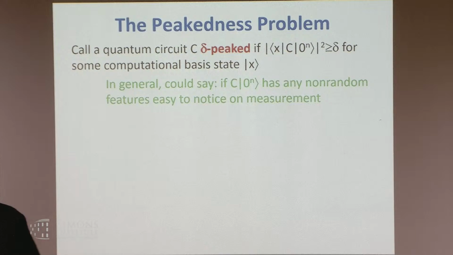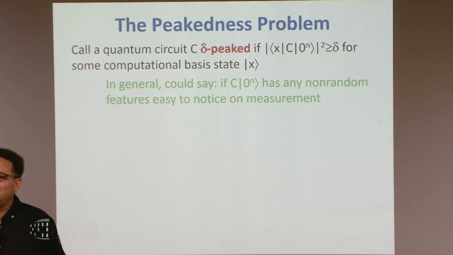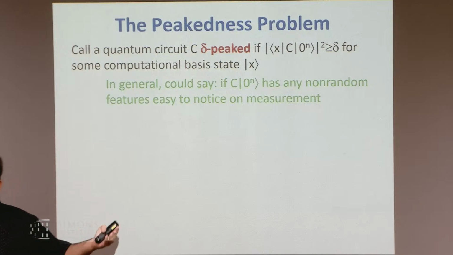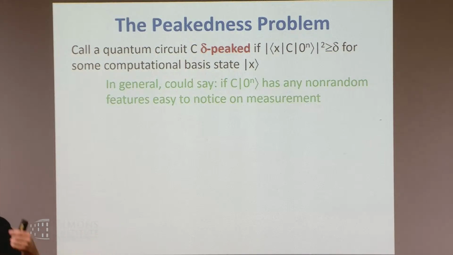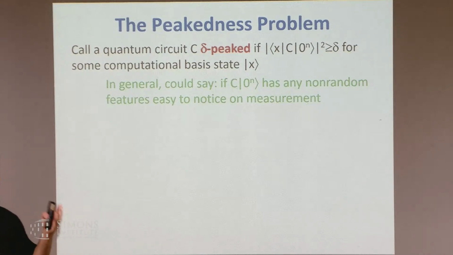I could have said something more general, right? I could have said if you get a peak distribution if you measure in the Hadamard basis, or if you measure in some other basis. But in any case, I need there to be some property of the output state of C|0>^n, the state that is generated by C, that makes it easy to tell apart from just a Haar random state or the maximally mixed state. I need it to be pointy in some way, in order that then I can make a measurement and verify that my quantum computation did something correct.